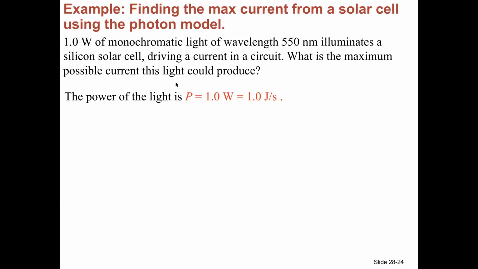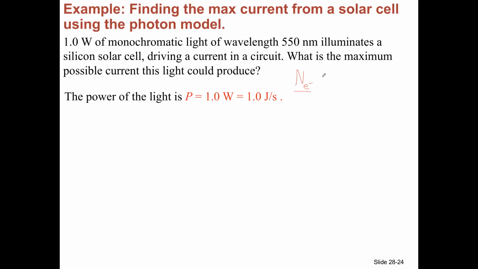So we have 1 joule per second hitting the silicon solar cell. The key fact here is, in these problems, you're going to have to use the number of photons you have. We want to find electric current. To get the electric current, what we're really going to need is the number of electrons per second that are created. If we have the number of electrons per second, we can multiply by the charge of an electron to get the current in amps. So this is really what we need, the number of electrons.